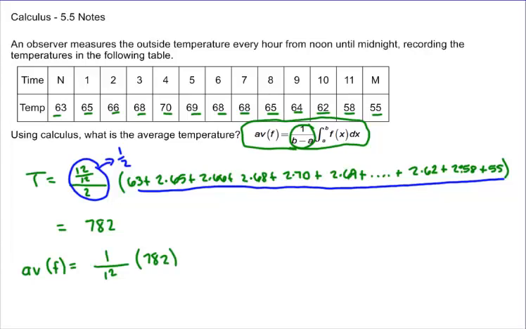And so when we do this, and you punch that into your calculator, this is going to be about 65.17. And so what's your average temperature then using calculus? It's this right here. So if you're asked to use calculus to find average temperature, then show those steps, show trapezoid rule, show an integral, and make sure that that is really what you're using.